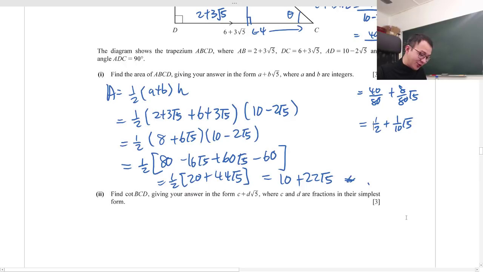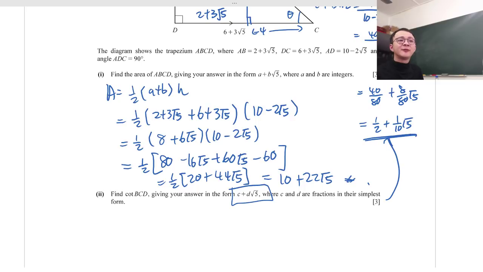Yup, because they ask you to leave it in this form, right? So I guess this is my final answer here. Yeah, I guess you should be able to write 0.5 if you want to. Yeah, it's 1 over 2, it's half.